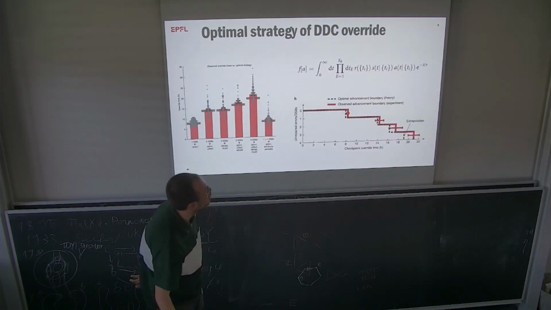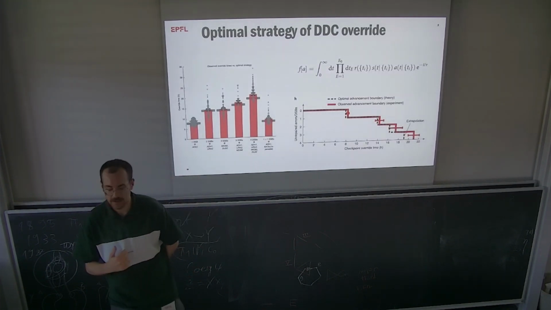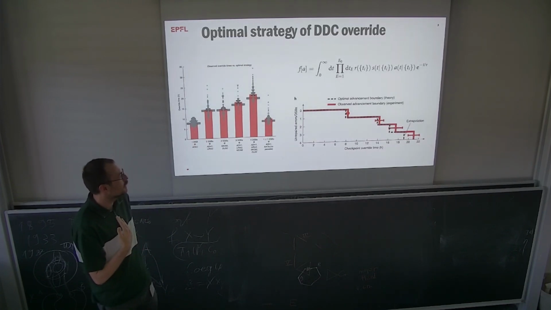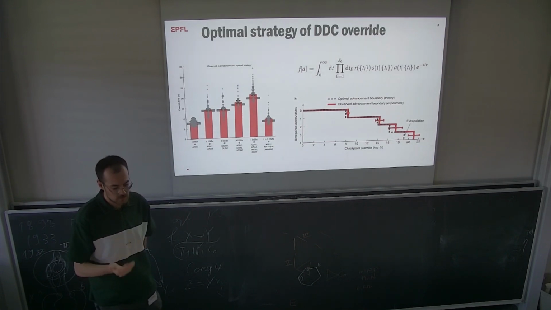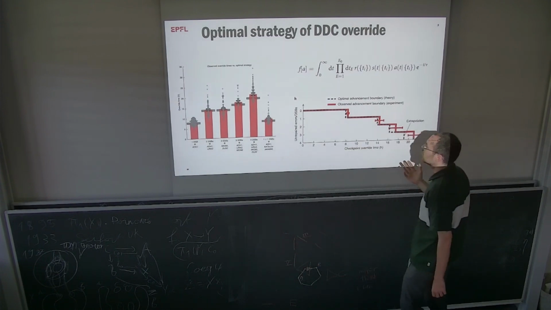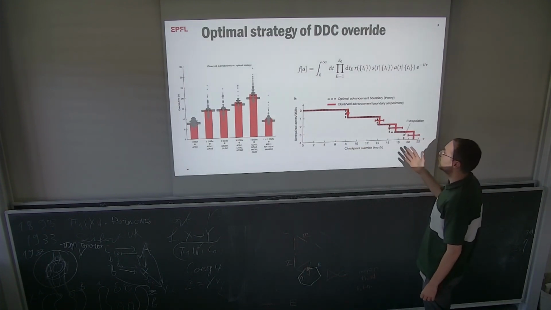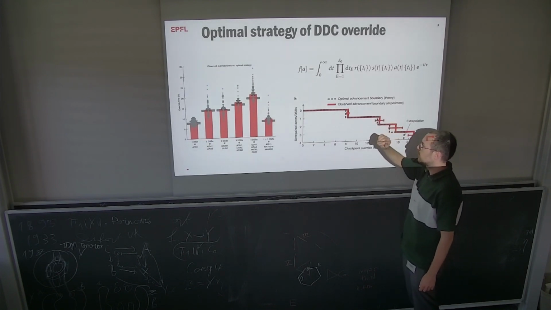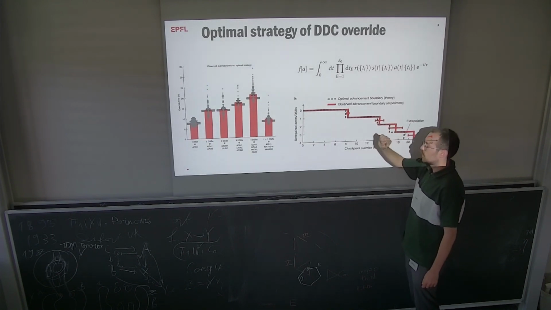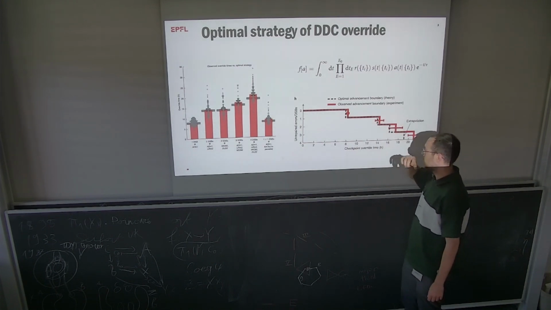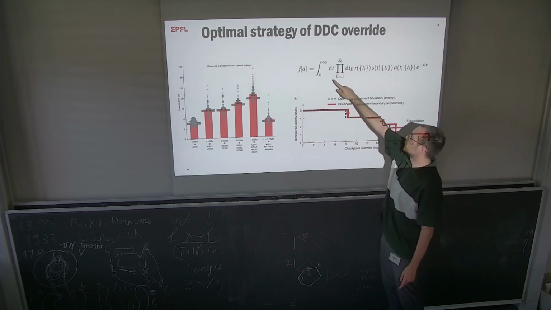In the lab, before I was there, they developed a theory to understand the strategy behind the override: why do they override? And so basically what they did is create a model that can predict the override time for cells depending on the number of DNA breaks. So I'm just going to speak about this formula.